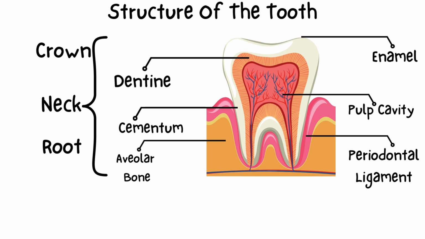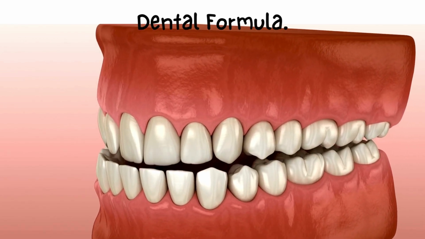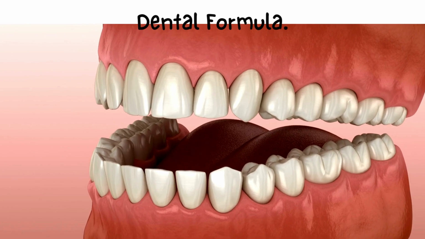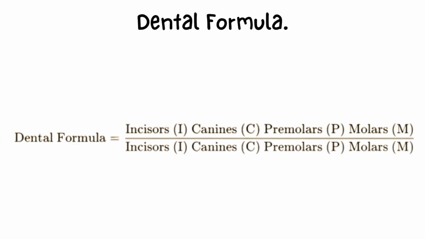Let's look at something also very important, which is the dental formula. Each organism has its own unique dental formula, and the dental formula represents the number and types of teeth in the upper and lower jaws of an animal. It can be expressed in this form. Now, this formula shows one half of the teeth in the upper and lower jaws, and the total number of the teeth is obtained by multiplying by 2.